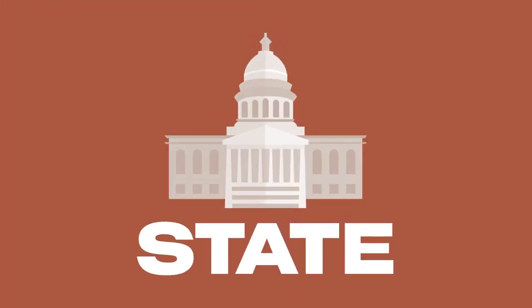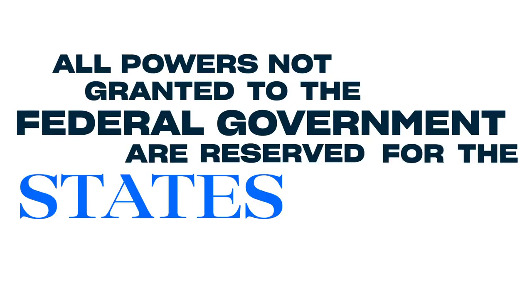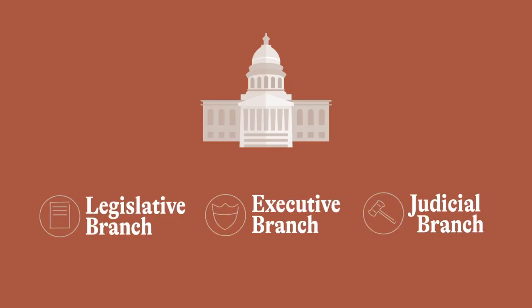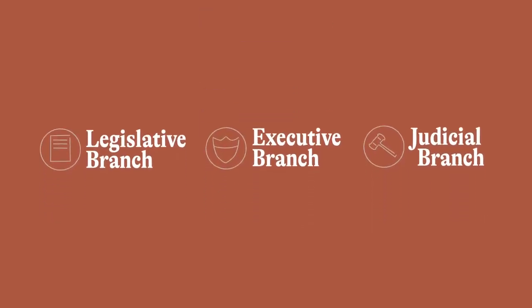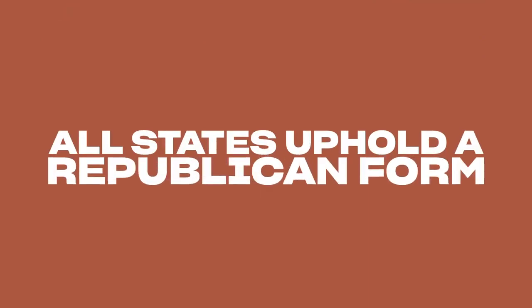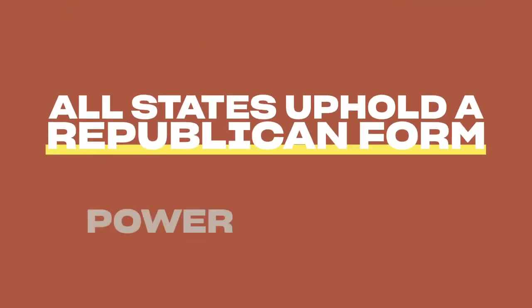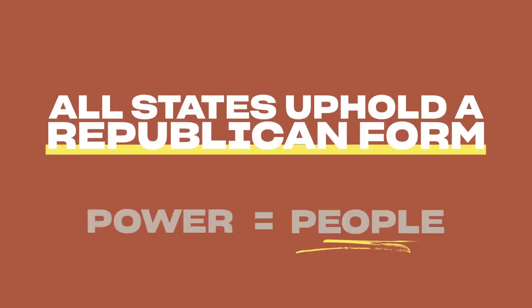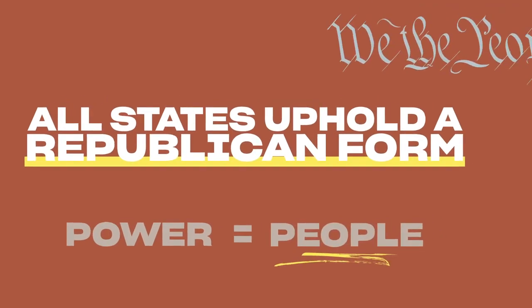State government. The 10th Amendment to the U.S. Constitution states all powers not granted to the federal government are reserved for the states and the people. All state governments are modeled after the federal government and consist of the same 3 branches. Although the 3-branch structure is not required, the U.S. Constitution mandates that all states uphold a republican form of government, meaning the powers of government are held by the people. Each state constitution outlines the basic structure of that state's government.